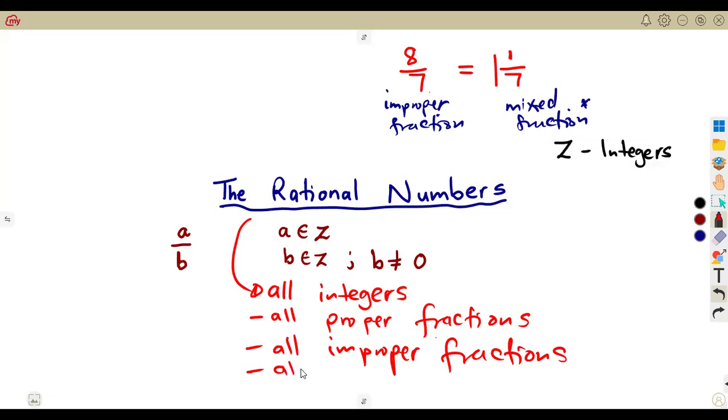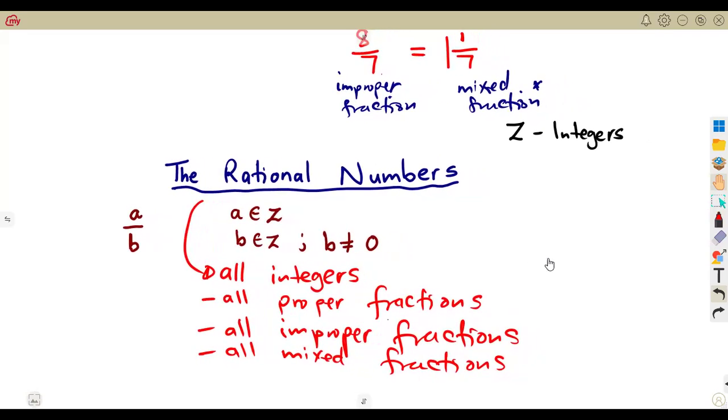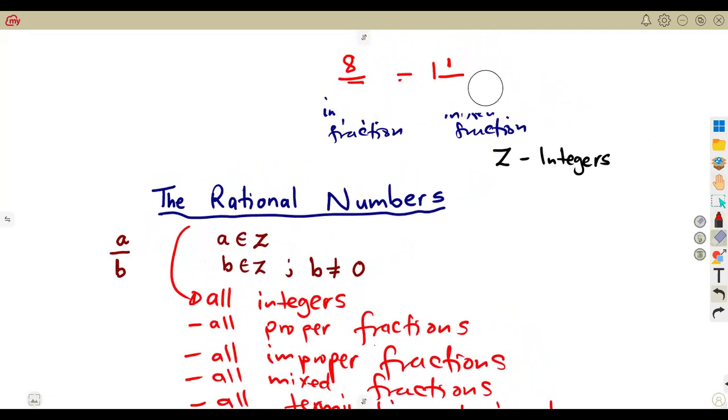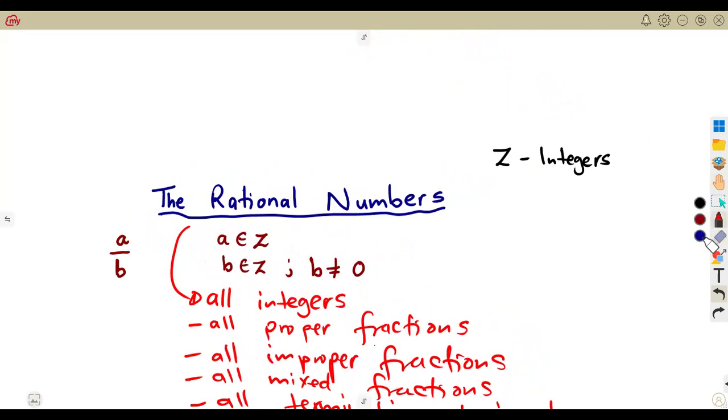So all mixed fractions are part of the rational numbers. We also have all terminating decimals. As long as a decimal ends, it is terminating. A terminating decimal is the one that ends when you write it, like 0.2. It is a decimal which has ended. 0.5, 0.7, these decimals do end.